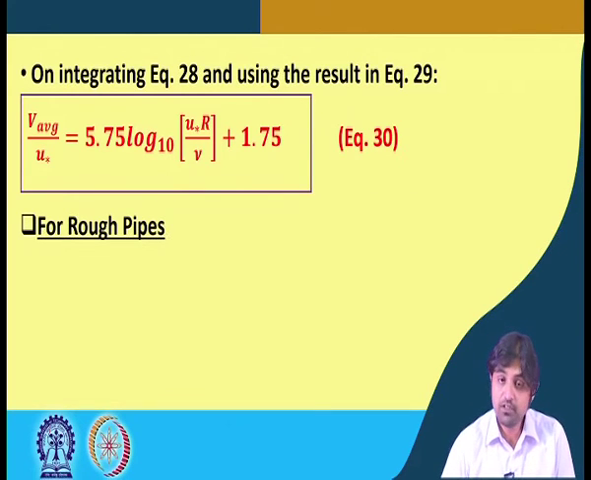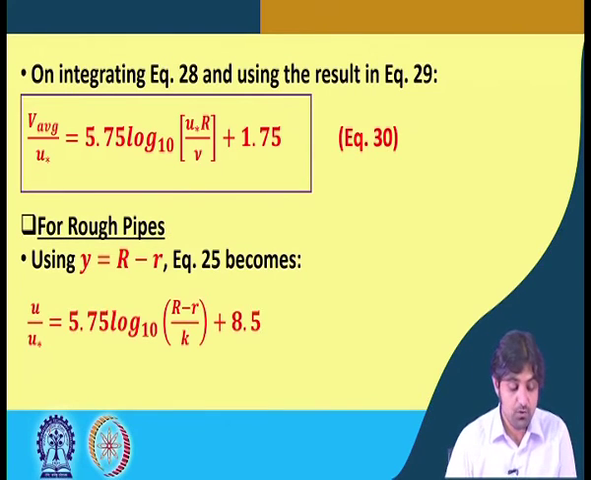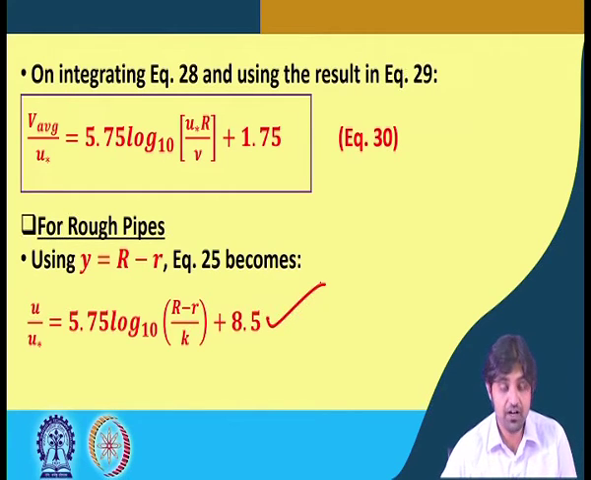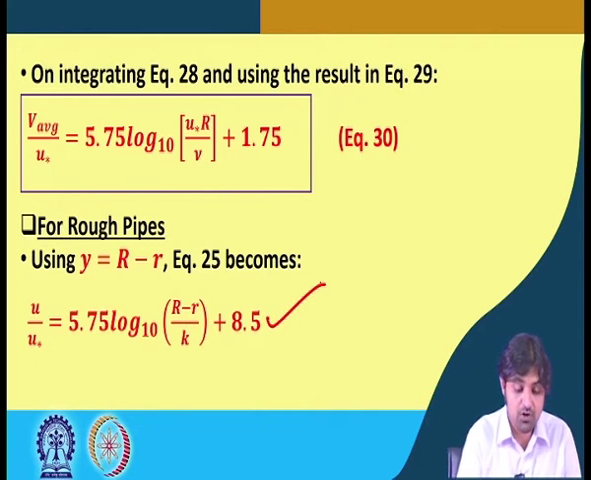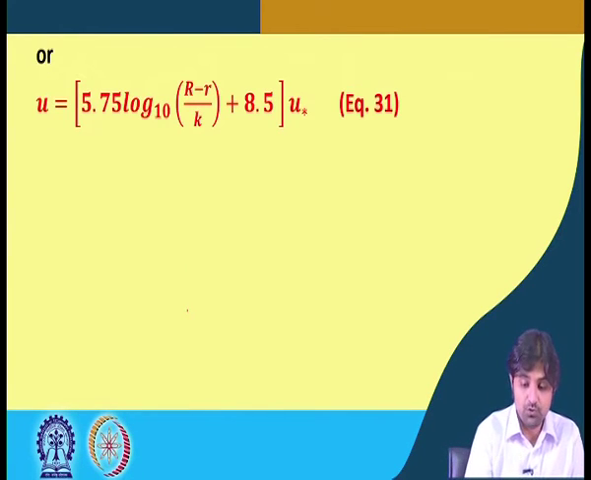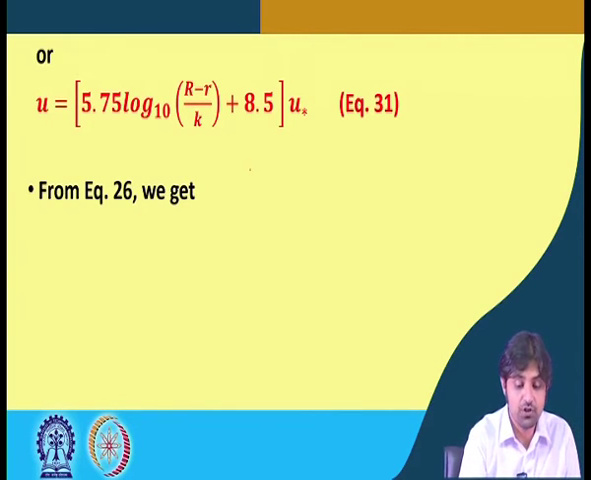Now for rough pipes, similarly we will use the equation that we have got for the rough pipes. We still use the same y, which is capital R minus small r, because we are calculating the distance from the wall. We have this equation that we derived, equation number 25, so instead of y by k, we have capital R minus small r by k, okay. We took u star that side and substituted this u in the equation for Q.